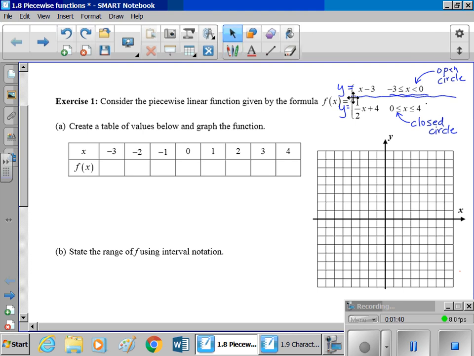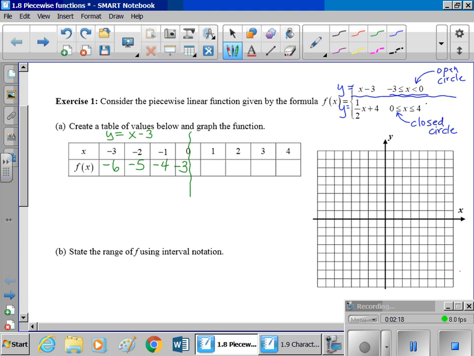Our first one, why don't we do this one in green? And we'll do x minus 3. So between negative 3 and 0, I'm going to consider this part being y equals x minus 3. And now I'm just going to substitute my values in. Negative 3 minus 3 is negative 6. Negative 2 minus 3 is negative 5. Negative 1 minus 3 is negative 4. And 0 minus 3 is negative 3.